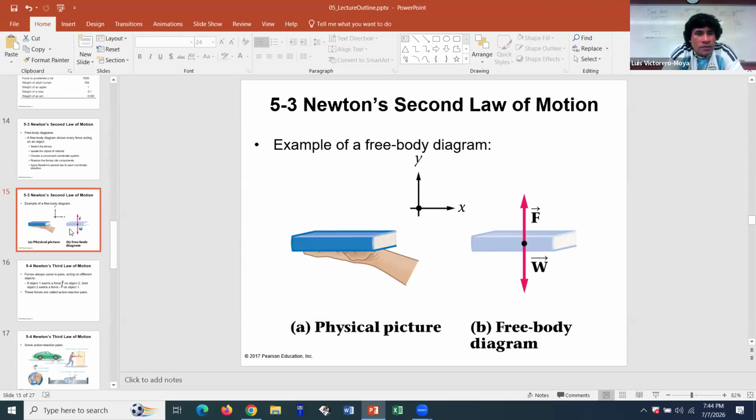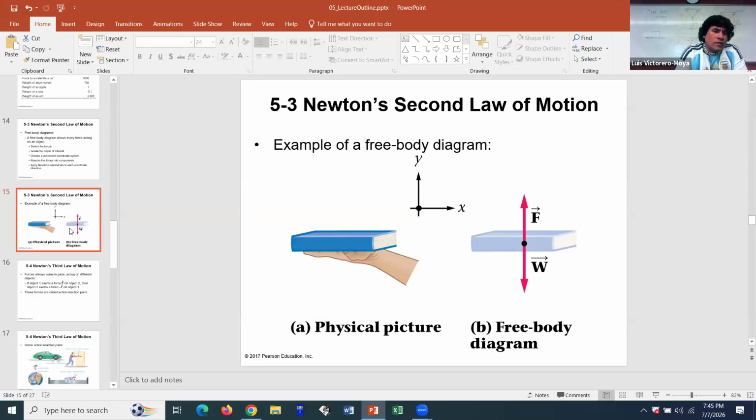So what's the F? What's the F going up? That's the force that you are exerting towards the book, right? If I hold this mass, I can feel the weight of this mass. That will be W. But by Newton's third law, my hand is also exerting a force towards the mass, upwards. All right? We call that the normal force or reaction.